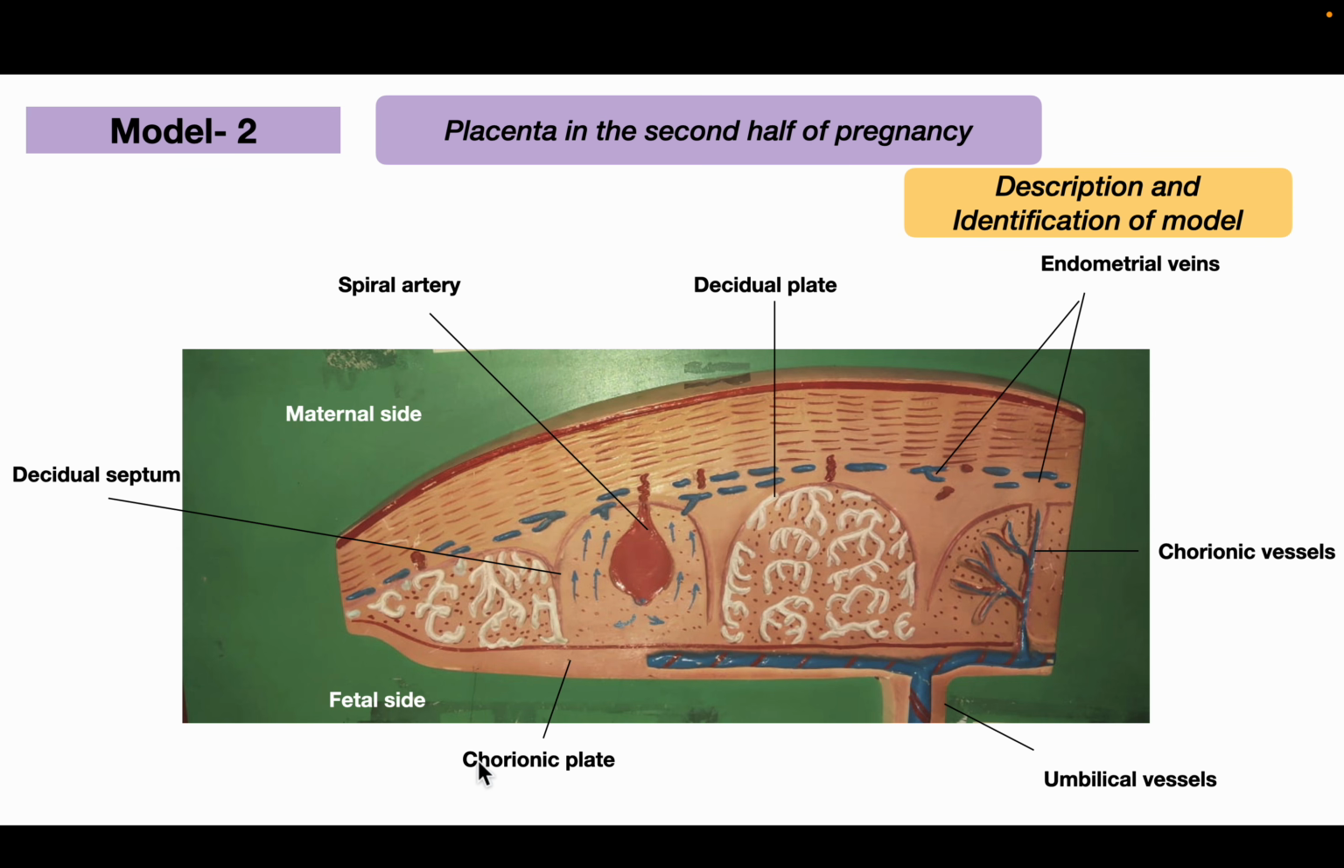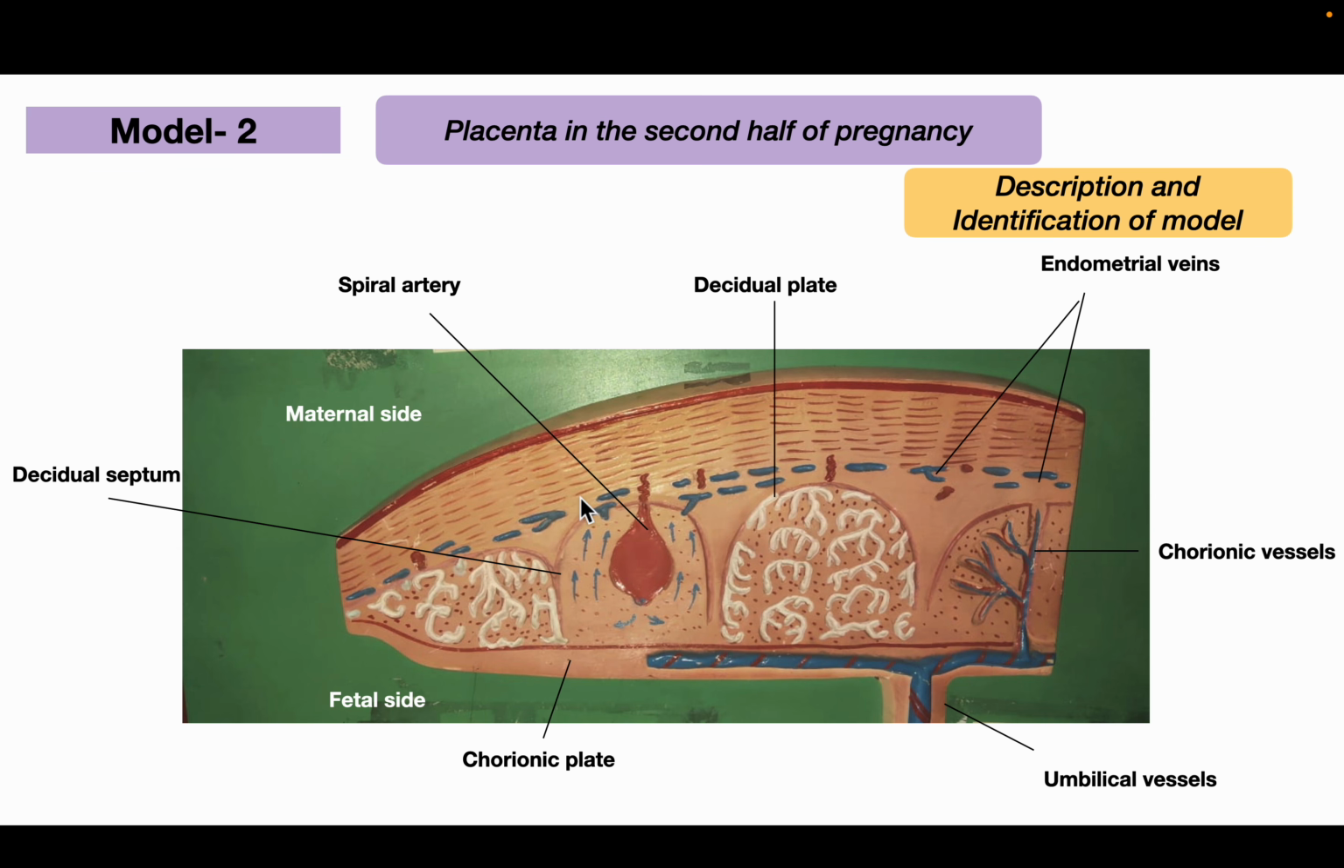Now this is the second model showing the placenta in the second half of pregnancy. So in this model, what is shown is that chorionic plate is visible on the fetal side and decidual plate is visible on the maternal side. So this is the maternal side of the model, placenta, and this is the fetal side of the placenta. Now on the maternal side, this decidual plate is sending the septi, which is called as decidual septum, and these septi, they divide this space which is lying between decidual plate and chorionic plate. This space is known as intervillus space, and that is divided by these septi into different compartments. We call them as cotyledons.